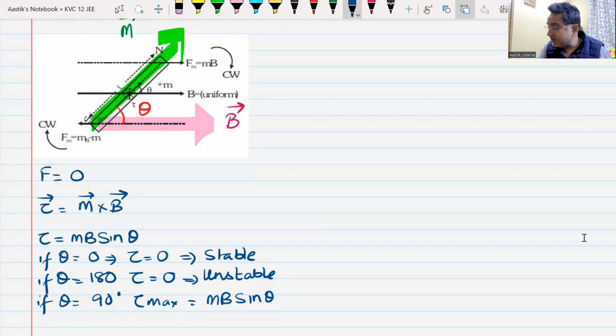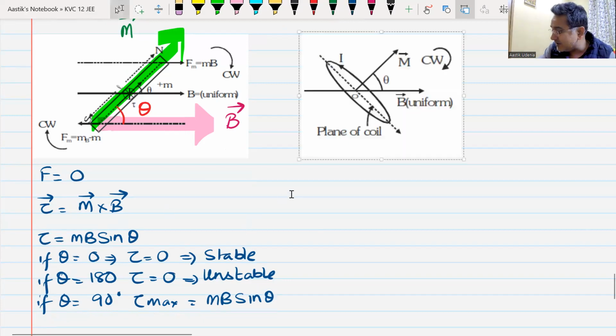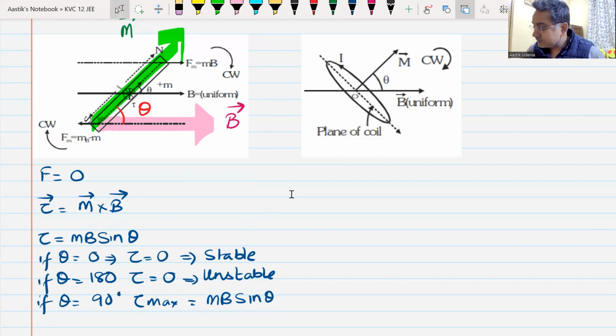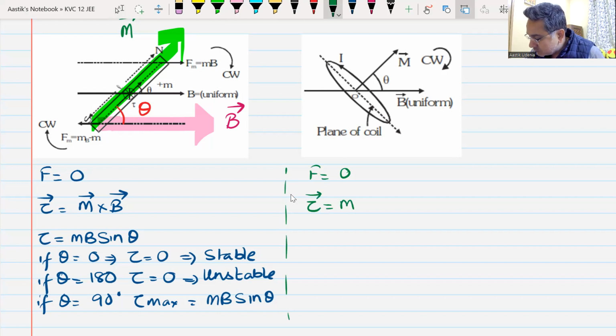The same case could be written for your current carrying coil. Do we understand this? Force is 0. Tau is m cross B. The only thing is here m is I into A vector. The rest of the things remain same. Do we understand this?